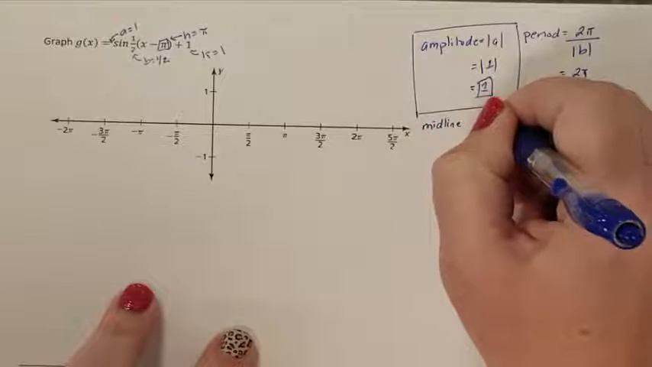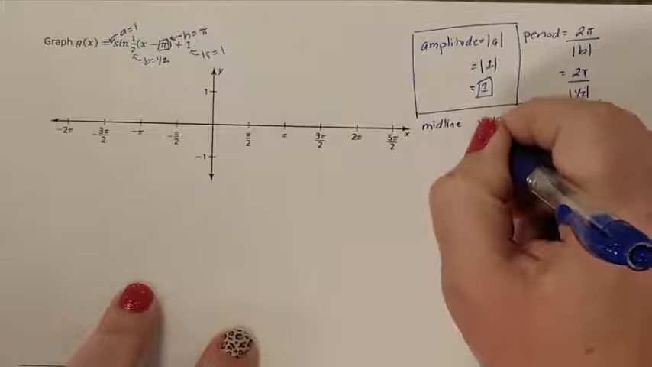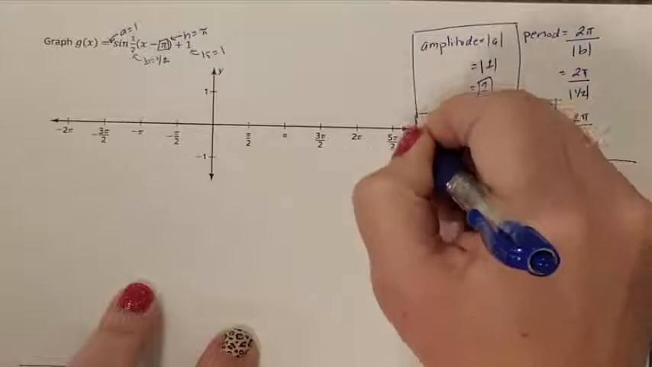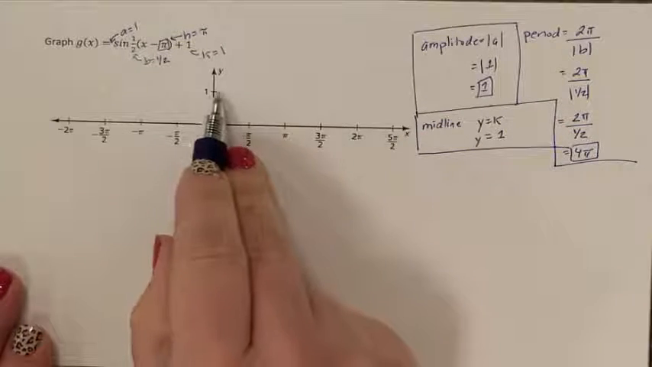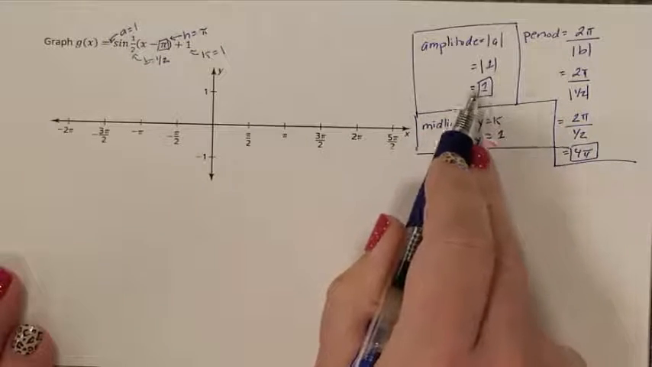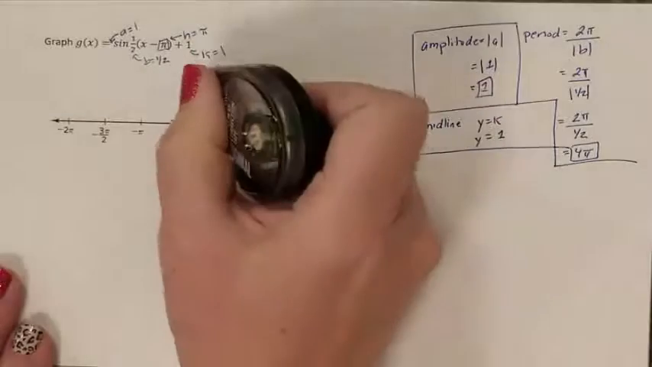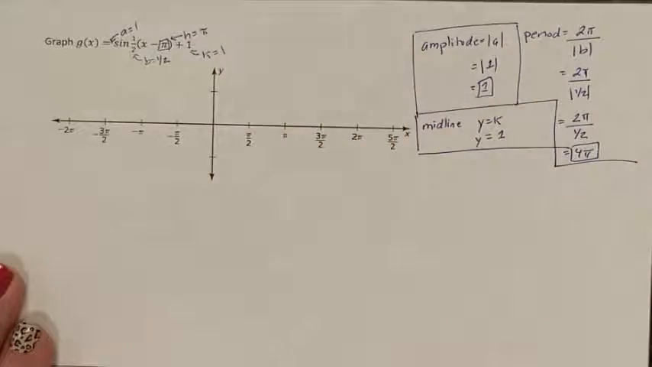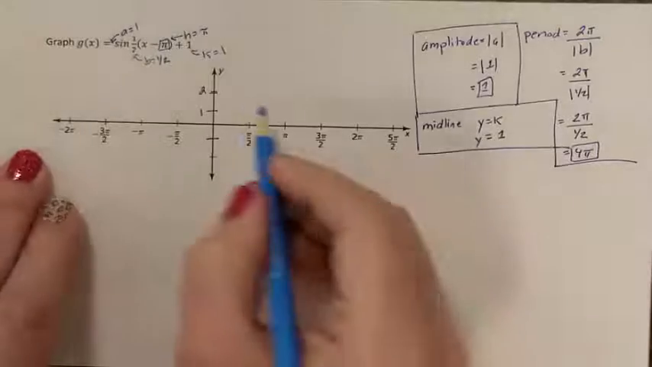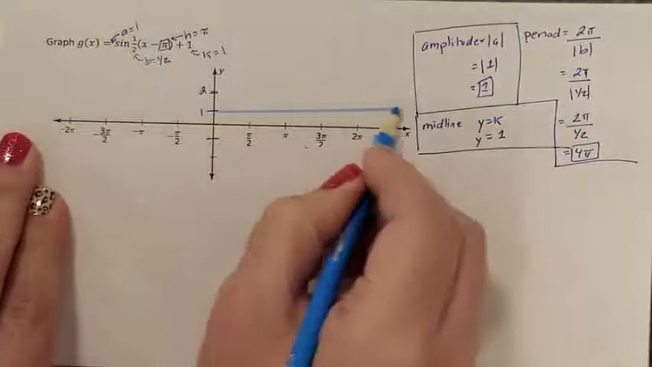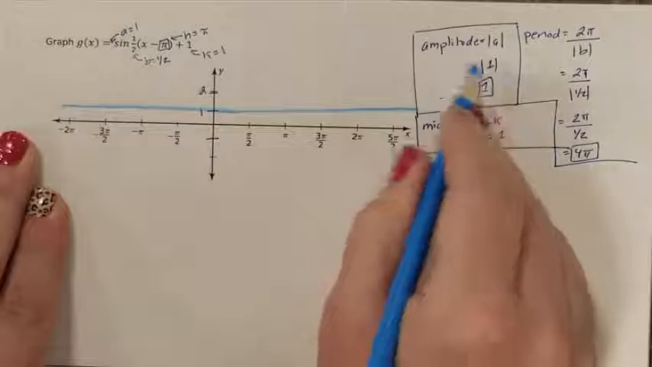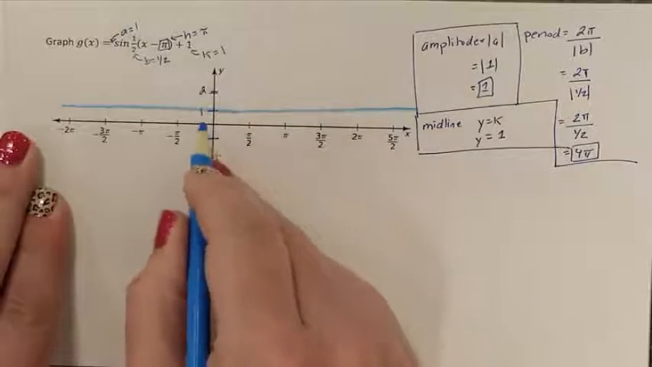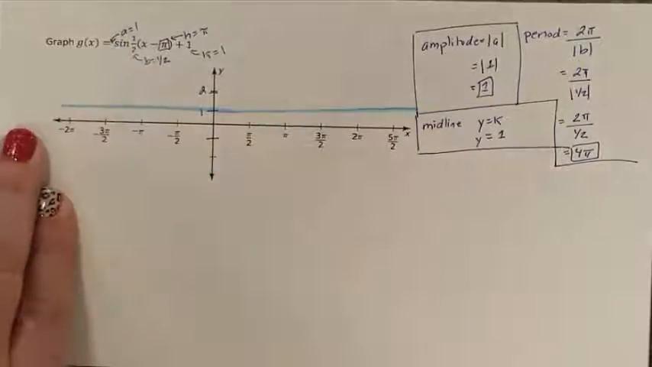Let's go ahead and take a look at our midline. Midline is the equation y equals k. So y equals 1 is my midline. So I need to be able to draw a line at 1, and then I need to be able to go at least one more up and down from that, which means my y-axis needs to be rescaled. So now that it's rescaled, I can draw my midline right here at 1, and I know that from this midline I will be able to go up 1 and down 1 and fit my entire sine function.